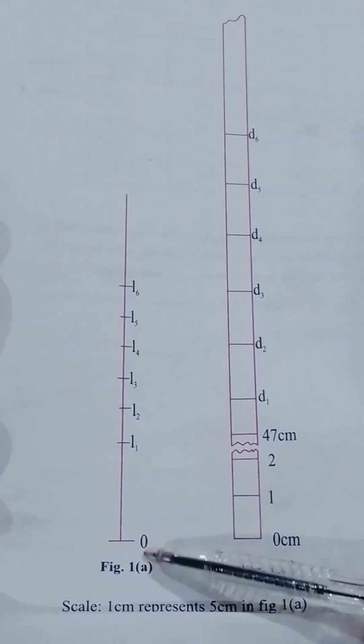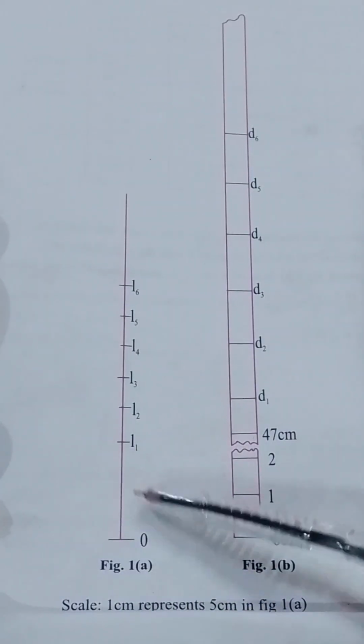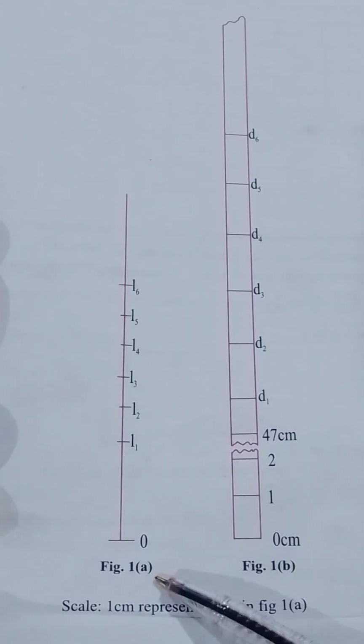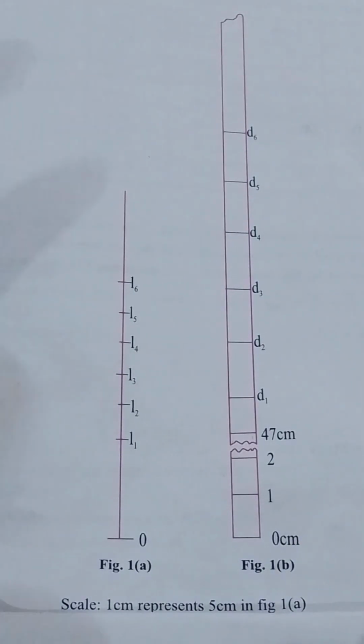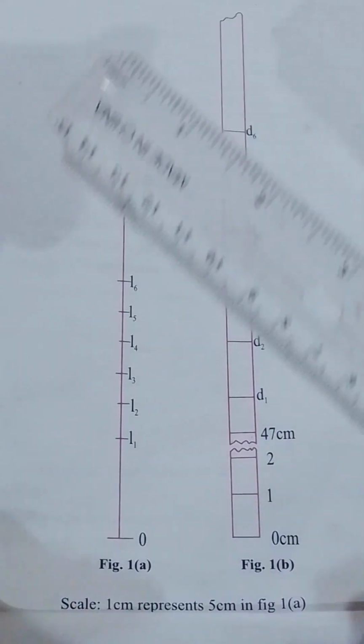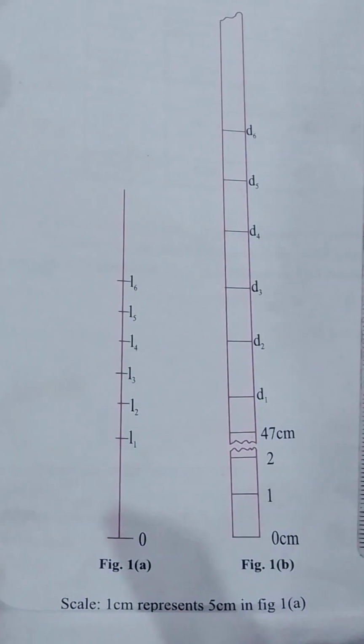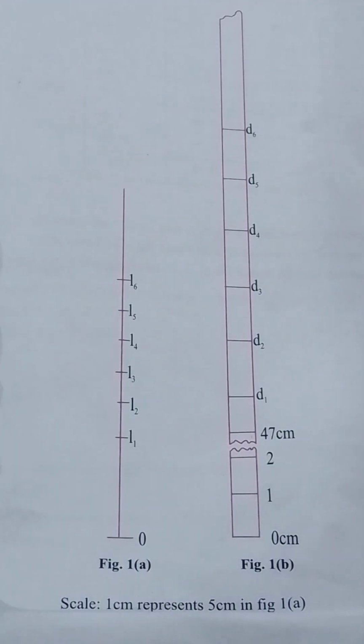So we can see from the diagrams here, the two diagrams from Fig 1A and Fig 1B, right? We are going to get our readings straight from here using our ruler for measurement. We are going to measure with these rulers, okay? We'll measure with our ruler and get our values. So right here, we have 47.